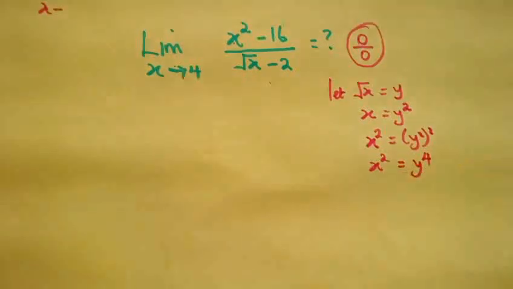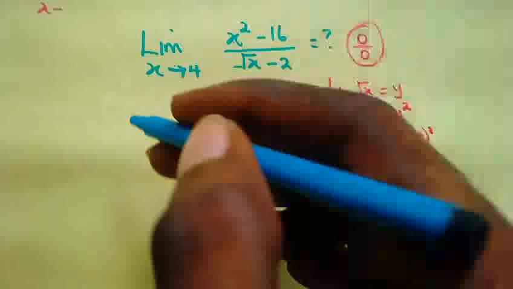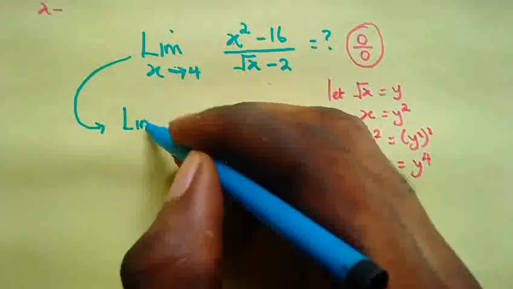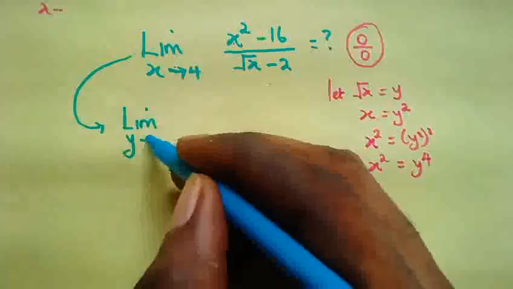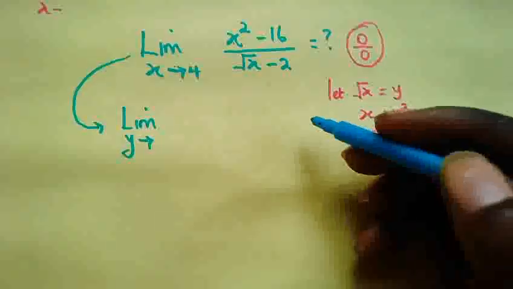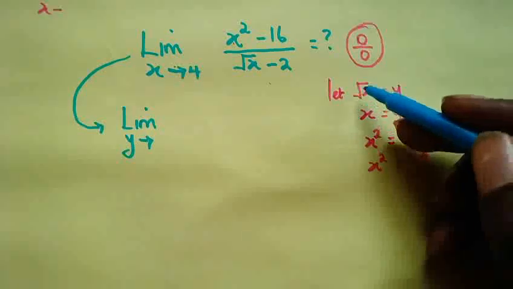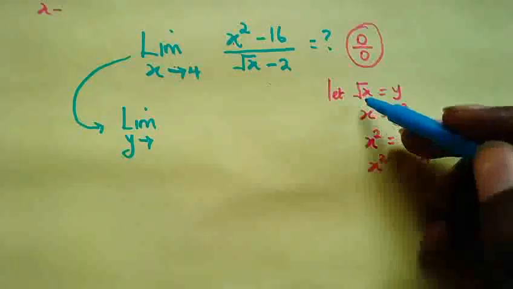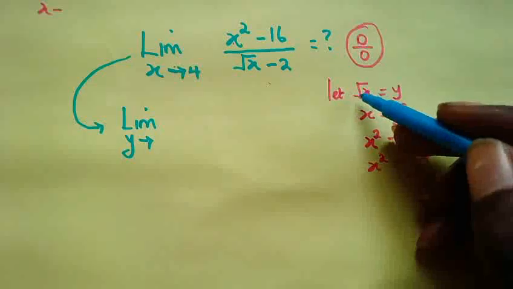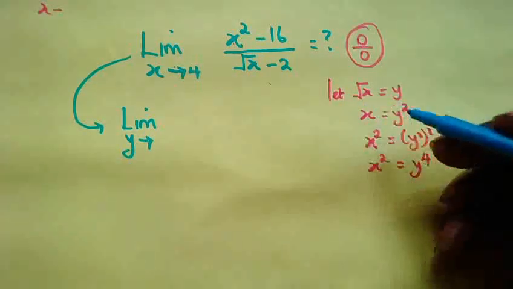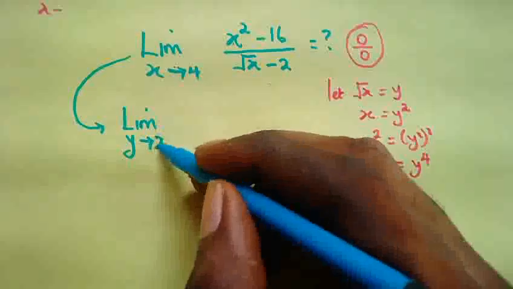Now our limit is going to become, after our substitution, so we have limit. Here y is going to approach another value, and what is the value? How do we get it? Remember we made a substitution that the square root of x is y. Now remember x is approaching 4, so when we have the square root of x as x is approaching 4, we get the square root of 4, and that is 2, so y is approaching 2.